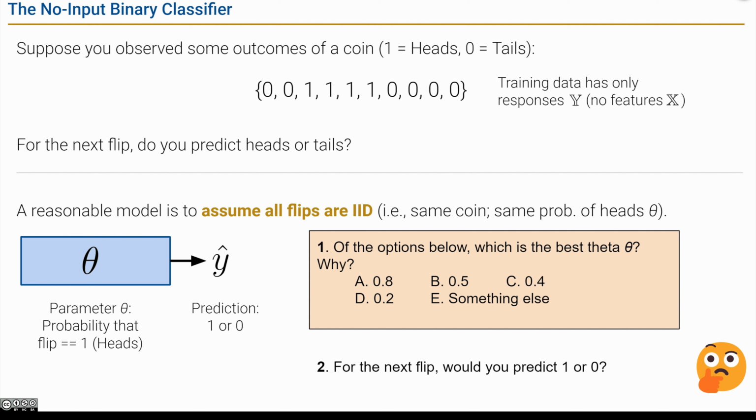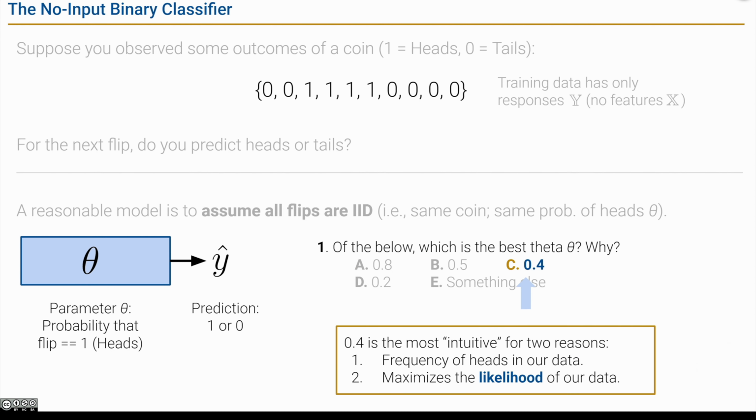There's multiple ways to think about this, but one reasonable way is to say, well, there were 4 out of the 10 flips that ended up being 1. And so we could use the frequency of heads in our data as our best estimate for theta. We're going to see in a minute that that's also reasonable because it maximizes what's called the likelihood of our data. So let's assume that we use this 0.4.